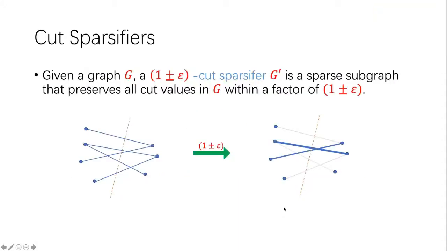So let's first define what a cut sparsifier is. Given a graph G, a cut sparsifier G prime is a sparse graph that preserves all cut values of G within a factor of 1 plus or minus epsilon. For example, if in the original graph there are 5 edges crossing the cut, then in the sparsifier there might be only 2 edges in the cut, but the weights might be 2 and 3, such that the cut value is preserved.